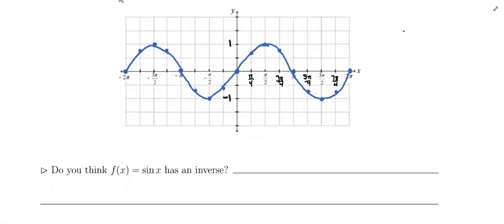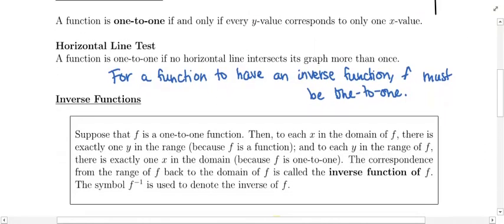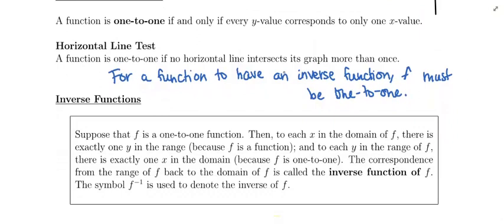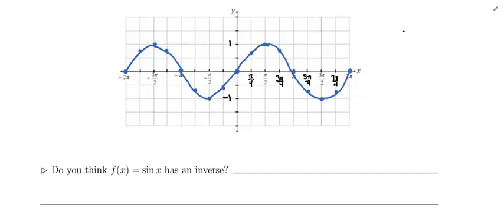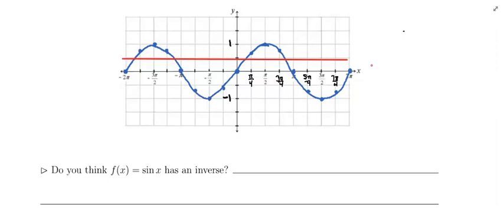Well, what did we say when we looked at the properties of inverse functions? We said that for a function to have an inverse function, it has to be 1-to-1. To be 1-to-1, the function would have to pass the horizontal line test. When we look at the sine function, I can easily draw a horizontal line somewhere that hits my graph in more than one spot. So as it is, the sine function in its entirety is not 1-to-1. It violates the horizontal line test.